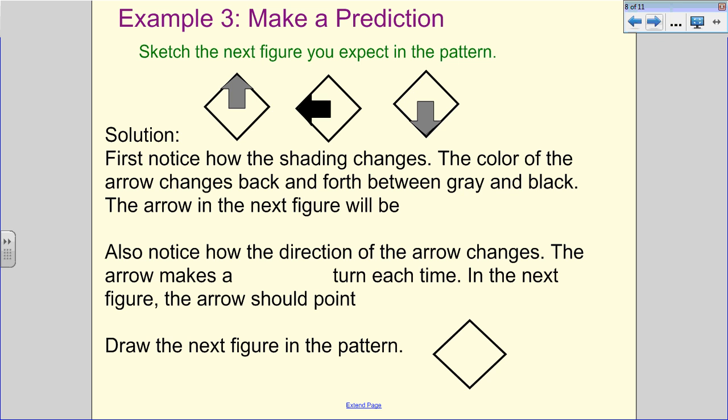All right. Not only were we looking at patterns, but we were also using those patterns to make predictions. So we want you to sketch the next figure you expect in the pattern. We're going to look at the pattern, and the nice thing about this is our solution tells you where to start looking. The first thing you should notice is that the shading does change. It goes from being a gray to a black and back to gray.